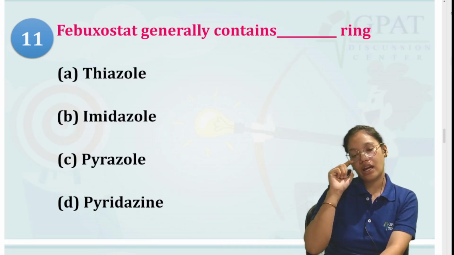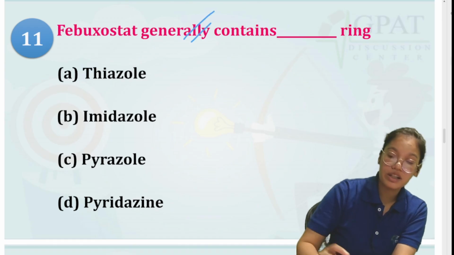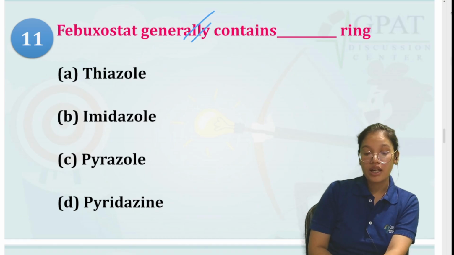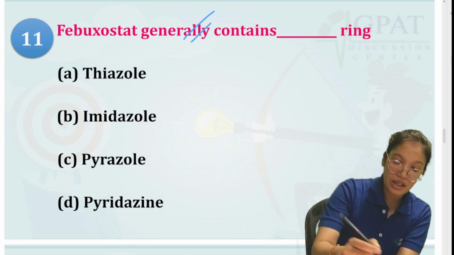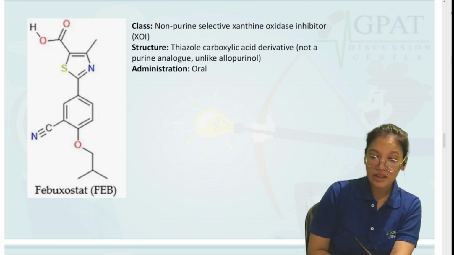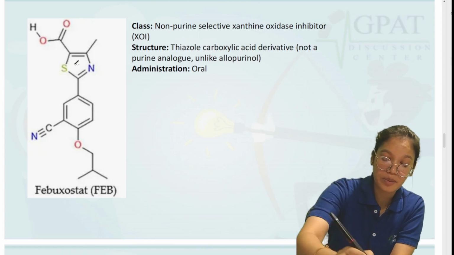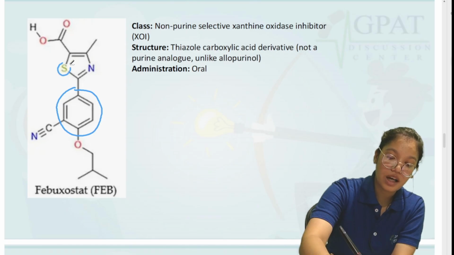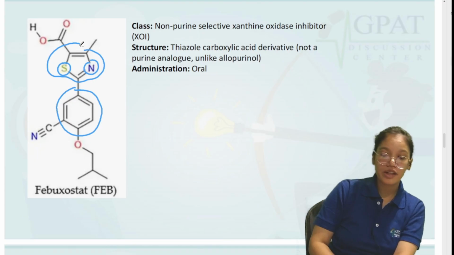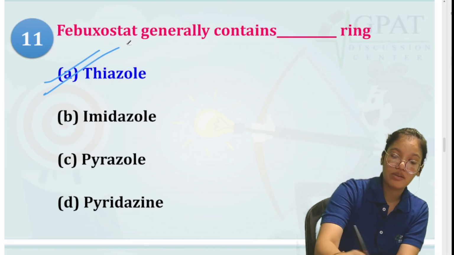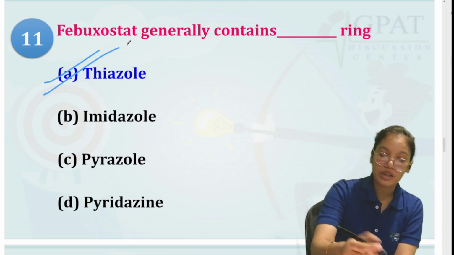Now the next question we have: febuxostat generally contains dash ring. They are asking which ring is present in the structure of that particular drug. Is it a thiazole, imidazole, pyrazole or pyridazine? Now here is the structure of the drug. It is a xanthine oxidase inhibitor. Here we have a phenyl ring attached, and next ring we have a thia group and an azole group. So thiazine we can say. So thiazine ring we have here. Looking at the options, yes, it has a thiazole. So A will be the answer, that it contains a thiazole ring in its structure.